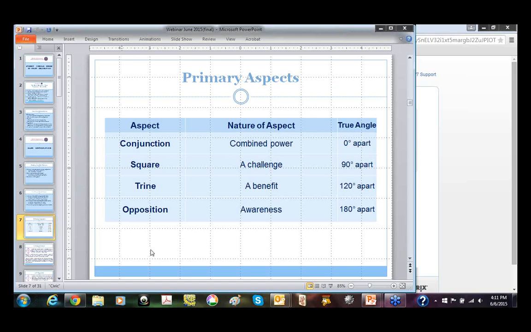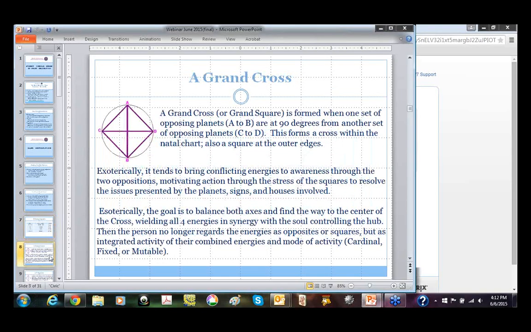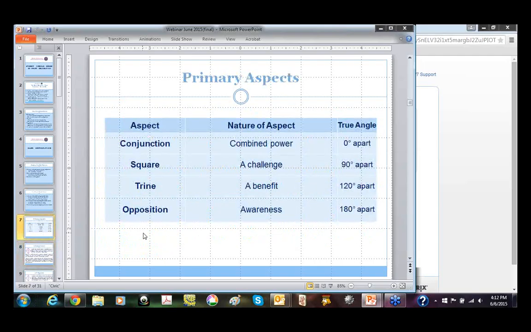Okay, so these are the primary aspects that we're going to talk about, and there's going to be 3 major configurations that we're going to talk about. Let me back up here a minute. I skipped over something. These are the true angles: 0 degrees apart, 90 degrees apart, 120 degrees apart, and 180.